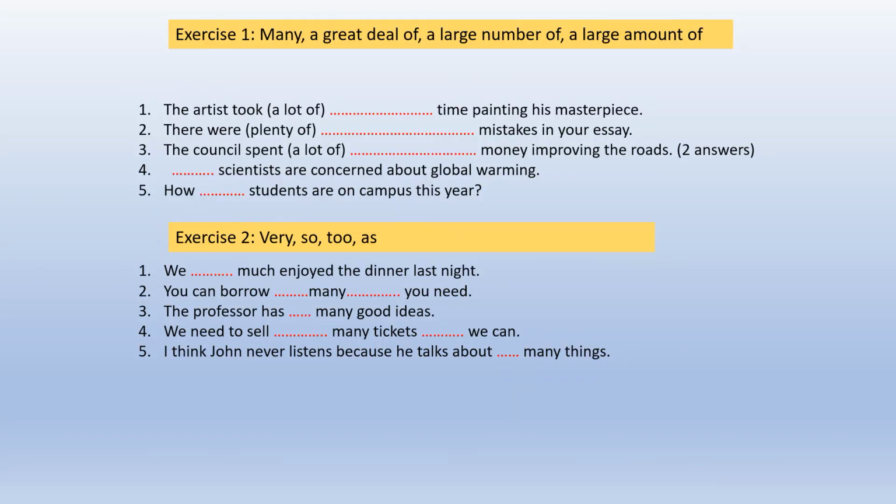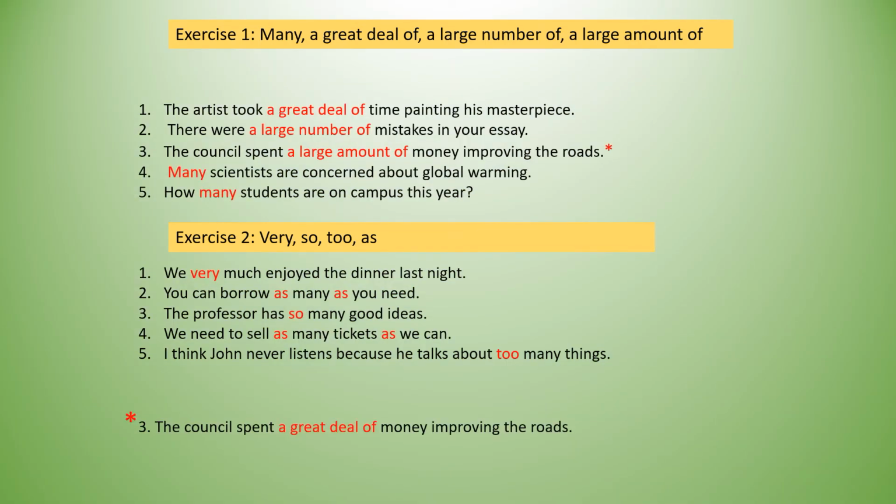In exercise 1, you can practice substituting the phrases. Number 3 has 2 answers. And in exercise 2, you add the augmentation words very, so, too, and as. The answers follow. Here are the answers. You can pause the video to check through. Number 3 in exercise 1 has 2 answers.